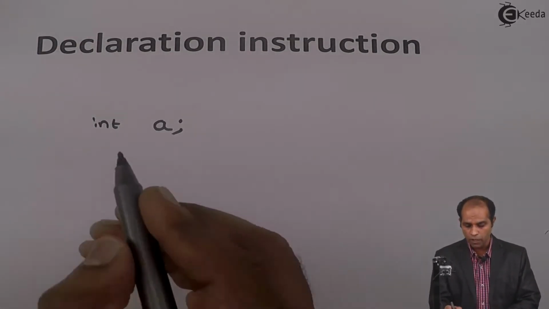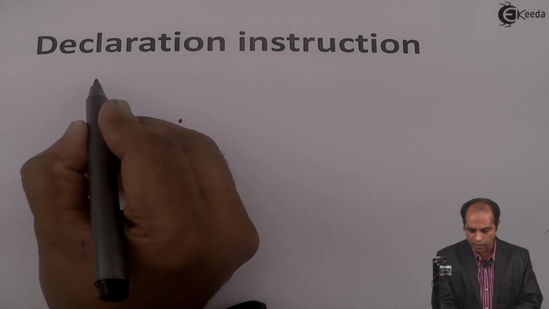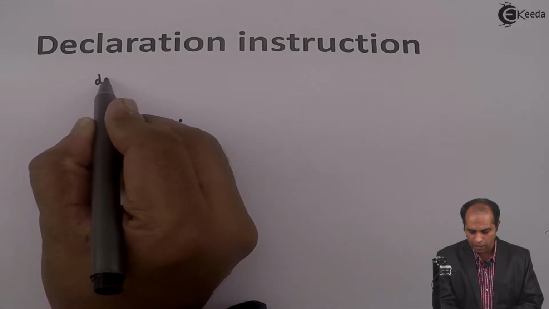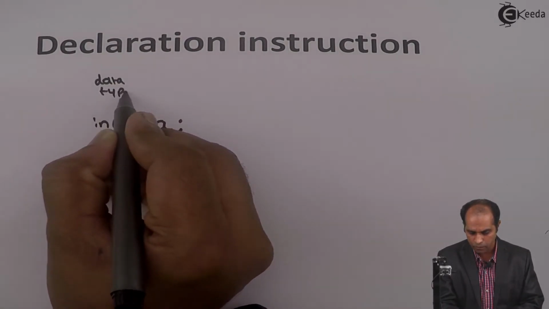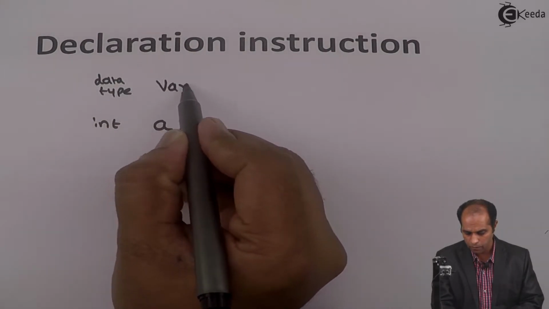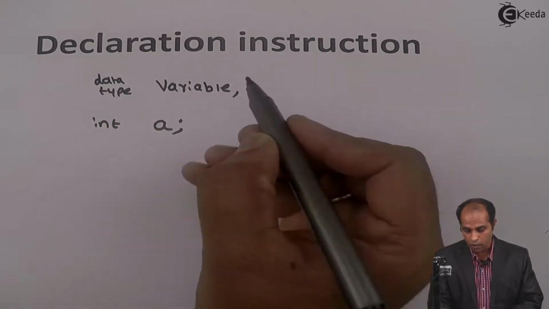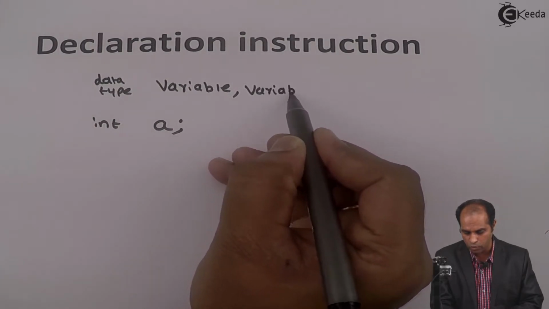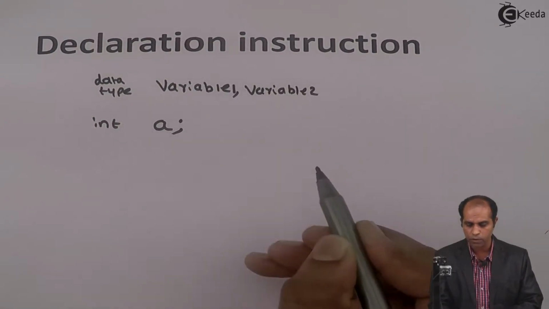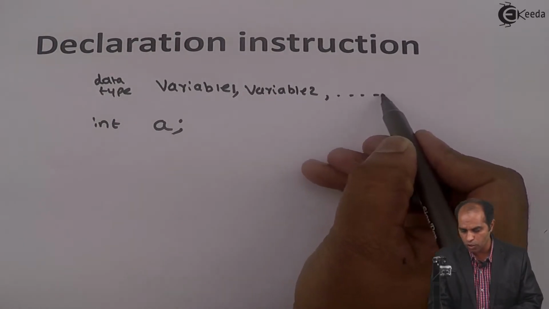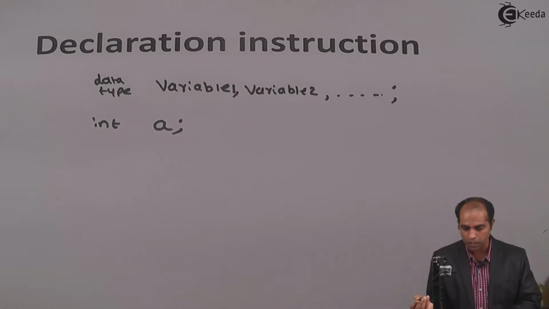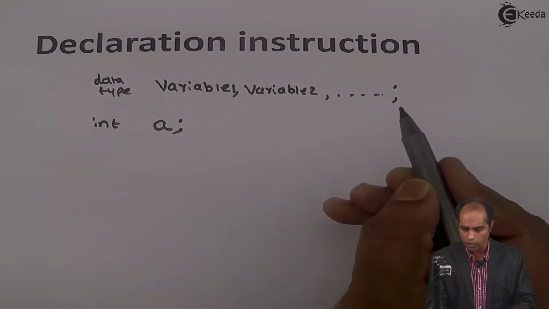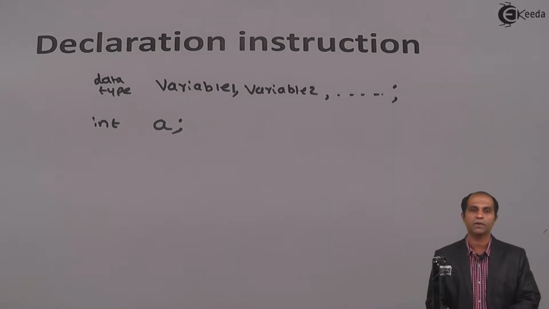Now if I write the syntax of this, the syntax of declaration instruction goes as data type, then variable, comma. If you have multiple variables, you can keep on adding variable 2. You can name the first one as variable 1 and so on. And finally, you're supposed to place a semicolon. A semicolon is used to identify the end of an instruction.